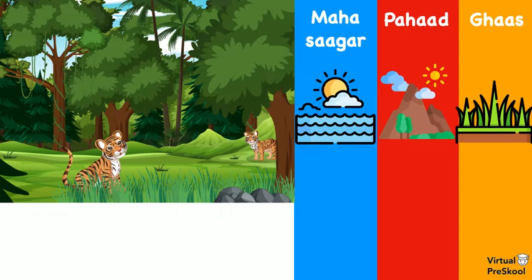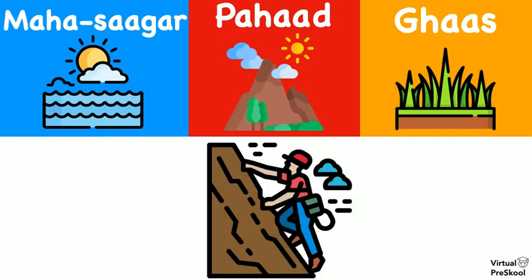Where are the tigers standing? Are they in the Mahasagar, the Pahad, or the ghas? They're in the ghas, right? What is this man climbing? A Mahasagar, a Pahad, or ghas? He's climbing a Pahad, right?